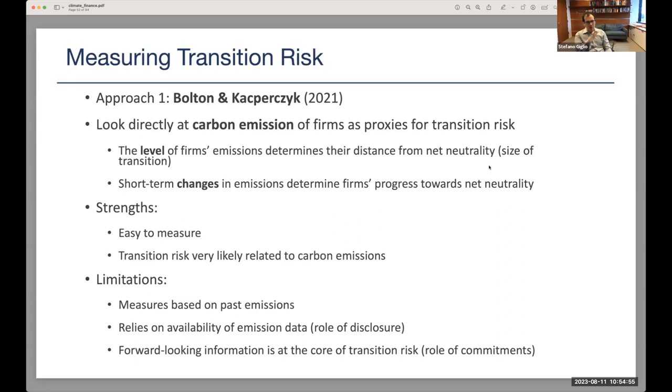Ultimately, I'm not entirely convinced about the exact way you want to interpret these two measures. They have a very stark view of how you should interpret these measures. For me, they're just proxies for climate betas in some sense, okay?